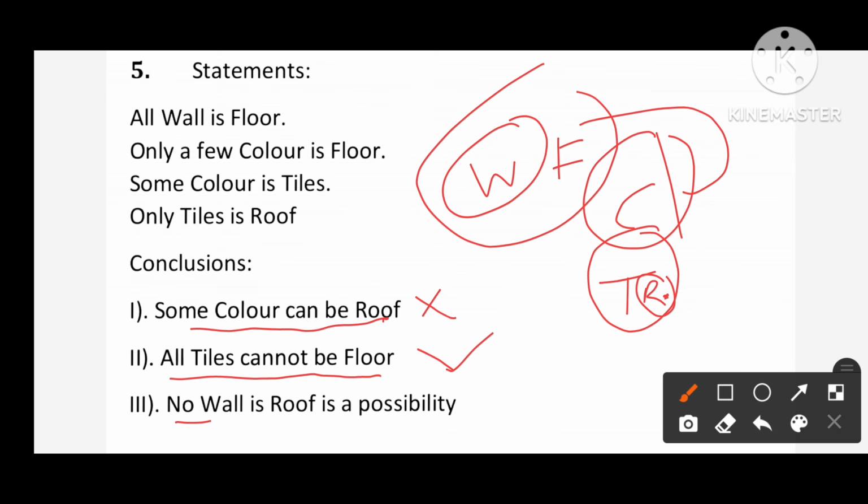Next one, no wall is a roof is a possibility, so we check no wall is roof. Is it true or false? Can we place some walls with roof? It is not possible, so some case fails means no case will be true. No case will be true and saying about possibility. True and saying possibility, then our answer will be false.